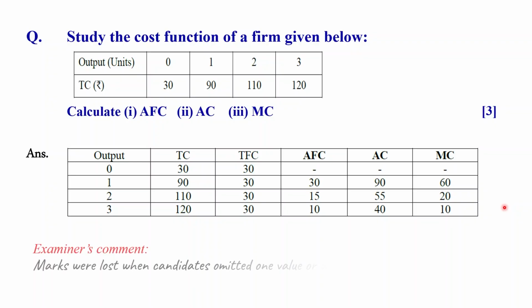Examiner reports clearly mention that some candidates lose marks by not calculating all 3 values. Usually they will miss out a value here in AFC or AC. A few candidates are also unclear about calculations at 0 level of output, where values are not 0, but they are undefined. Remember, in these type of questions, you have to first identify fixed cost. Skip averages at 0 output and never ever leave a column blank.